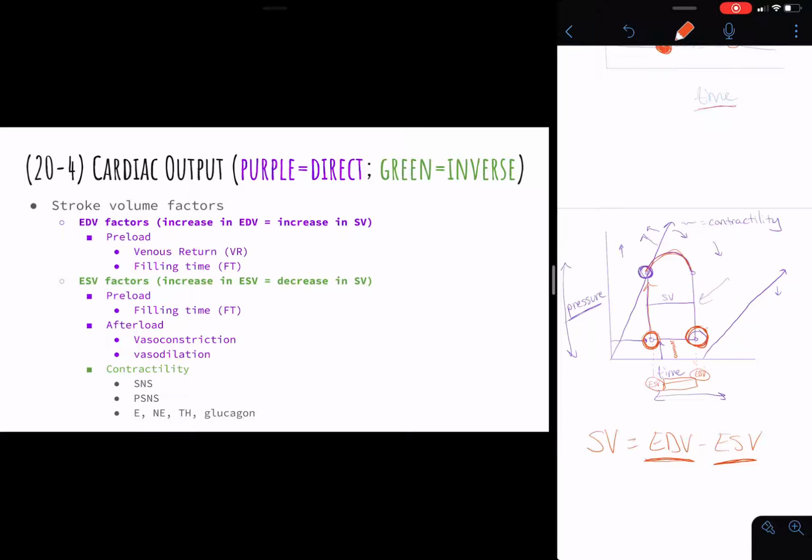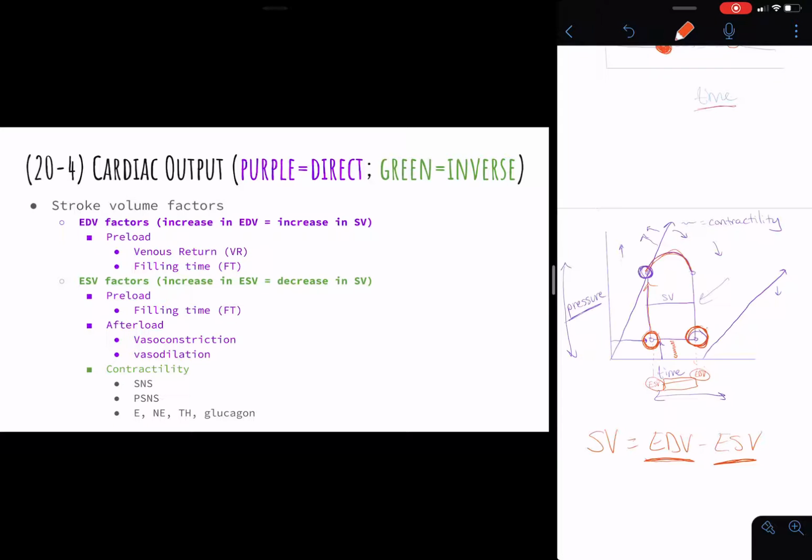And preload has two things that can affect it: venous return, which we already talked about, and filling time. So filling time is kind of tricky because you have to think of this step by step. You can't just jump into this. So if you increase the amount of filling time to fill the heart, are you going to get more or less blood moving in and out of it? If you increase the filling time, you're going to get more blood moving through, and therefore you're going to increase EDV, right? But if you decrease filling time, that means you're going to have less time to fill the heart, so less blood is there, so you have less of an EDV, which means you have less stroke volume, right?